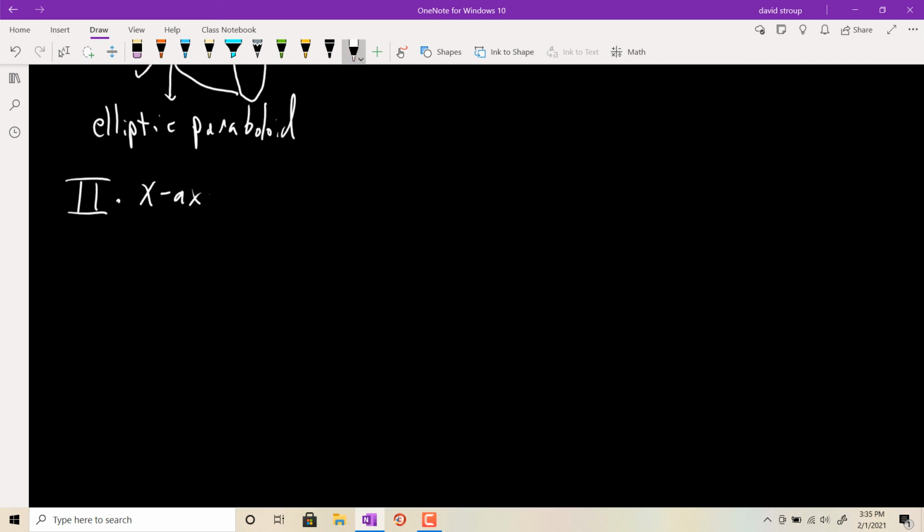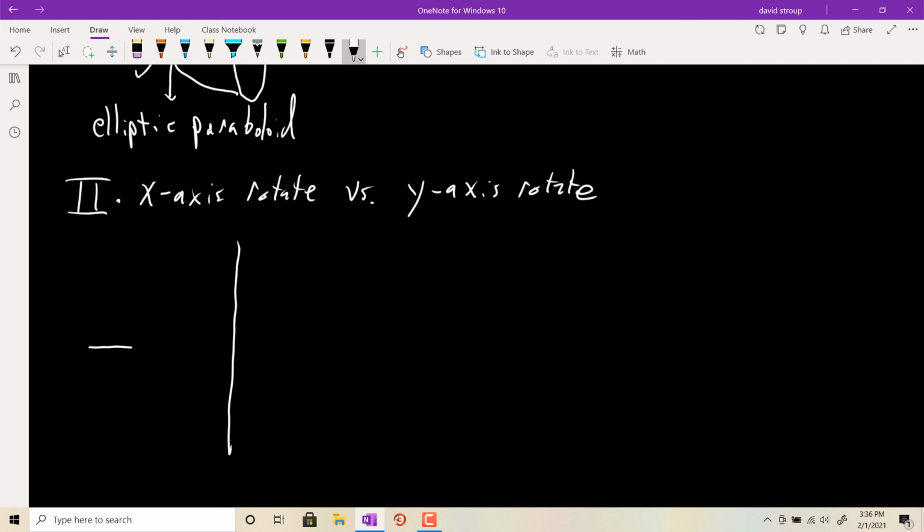X-axis rotation versus the y-axis rotation. The only real difference is that the orientation of your Riemann man is going to be different, right? So for the x-axis rotations, your Riemann man is collecting volumes going in that direction, some of the volumes.